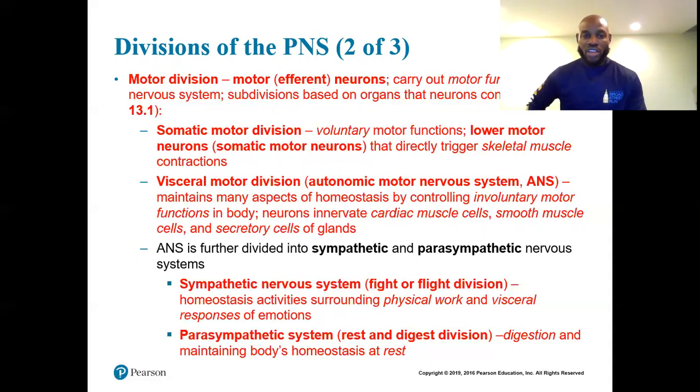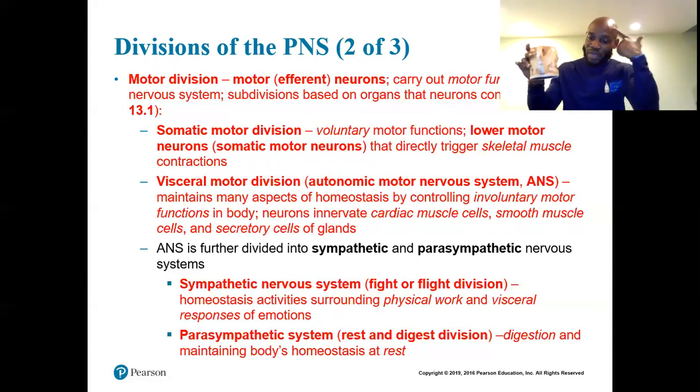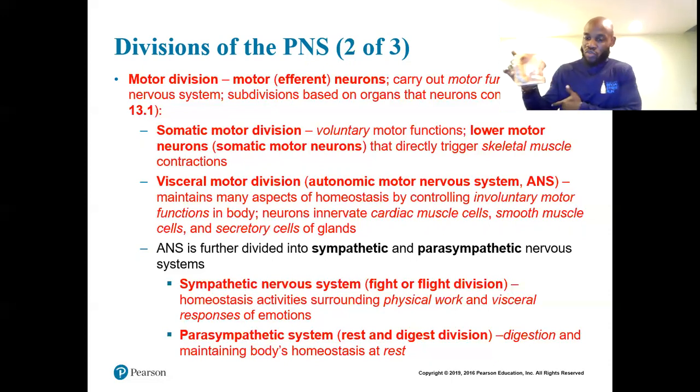Hopefully you remember that. Just think of picking up my cup, voluntary motor function. My brain thinks, sends a signal through my spinal cord, out through my peripheral nervous system, to the muscles in my arm, to pick up my cup and put it to my mouth. So that's somatic. Then the visceral motor division, that's your autonomic, which I was just talking about.